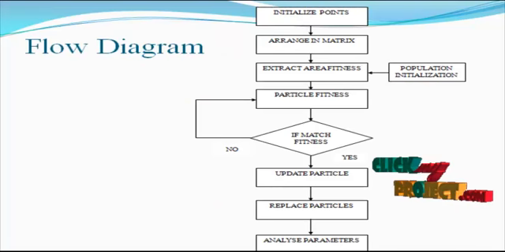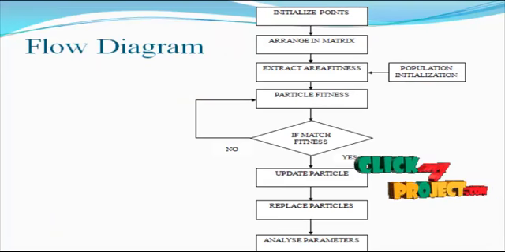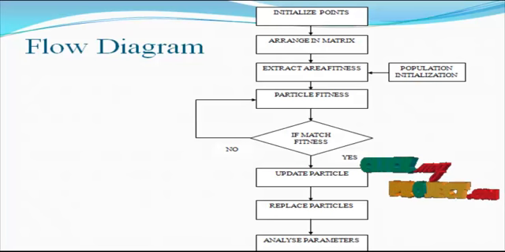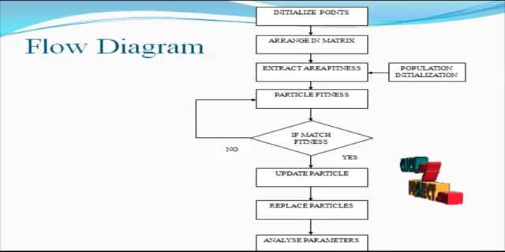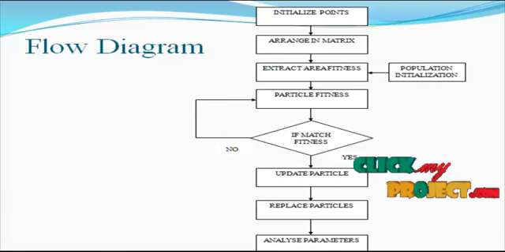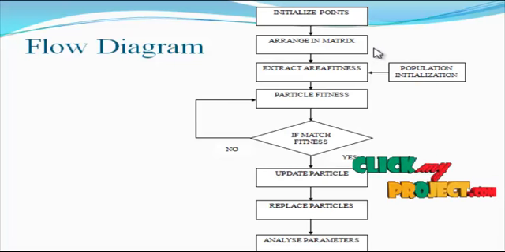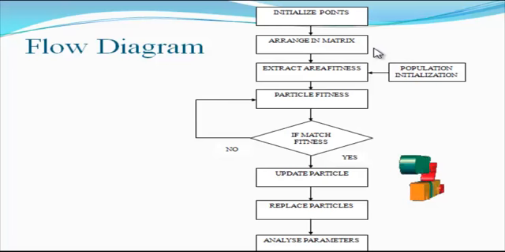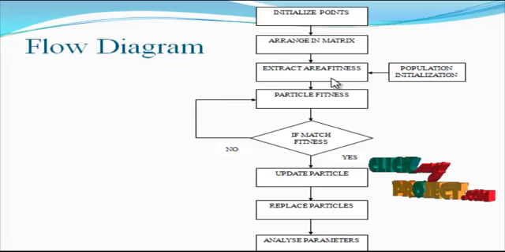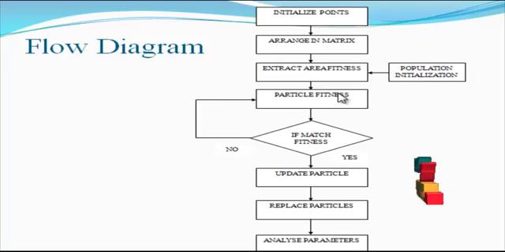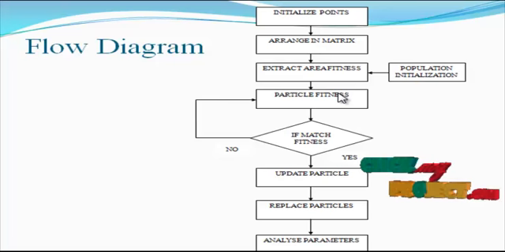Flow diagram for the product. First, initialize the points for any type of benchmark circuit in our RegularRoute architecture process. The benchmark circuit is read, the points are initialized, and the matrix formation is arranged for the next step. Then we calculate the area fitness based on the population initialization in our architecture process. Then, from the extracted area fitness points, we apply the particle fitness. This is the particle fitness check, an if condition based on matching fitness level.